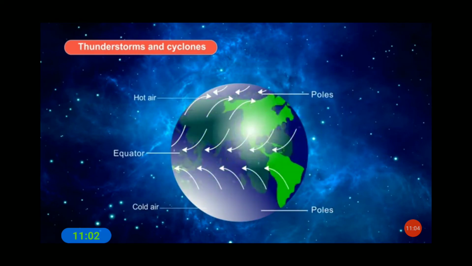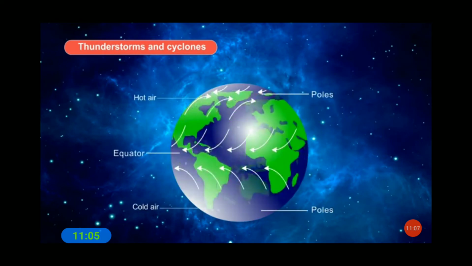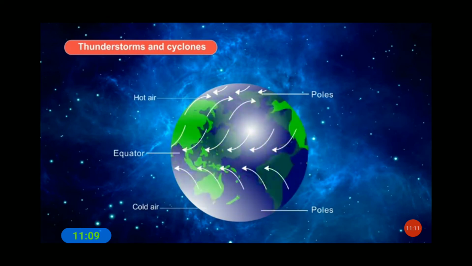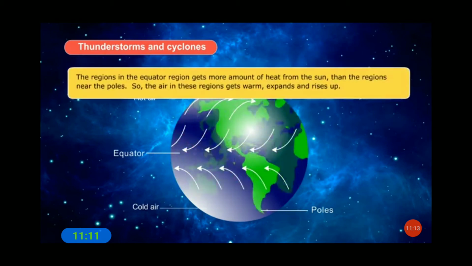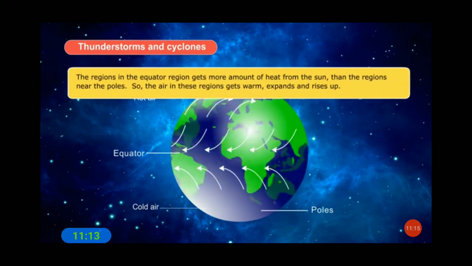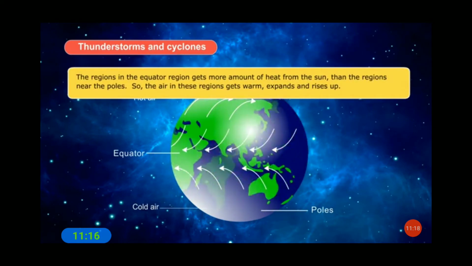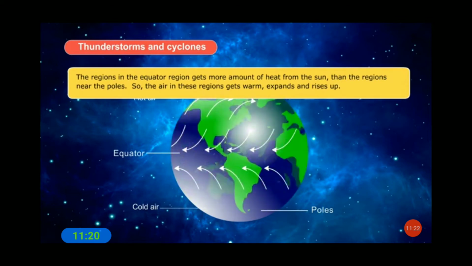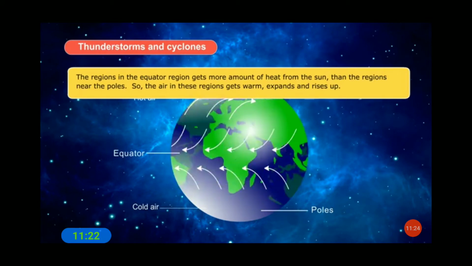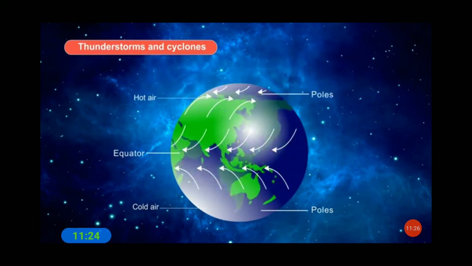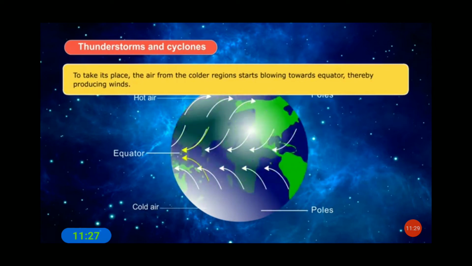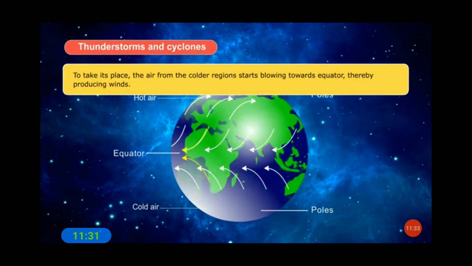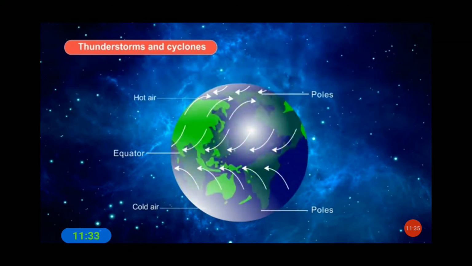As you know, the earth is almost spherical, inclined at an angle of 23.5 degrees to its path around the sun. Due to this, the regions in the equator region get more heat from the sun than the regions near the poles. So the air in these regions gets warm, expands and rises up. To take its place, the air from the colder regions starts blowing towards the equator, thereby producing winds.